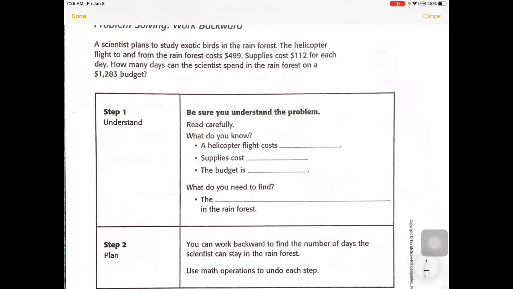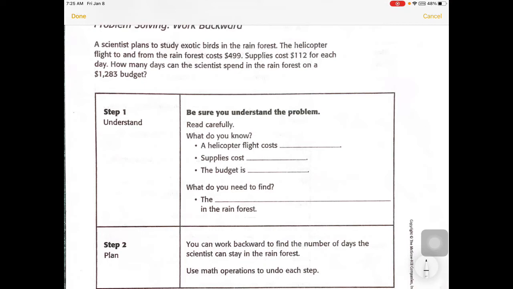Let's begin. A scientist plans to study exotic birds in the rainforest. The helicopter flight to and from the rainforest costs $499. Supplies cost $112 for each day. How many days can the scientist spend in the rainforest on a budget of $1,284? All right, so we need to write down what we know.